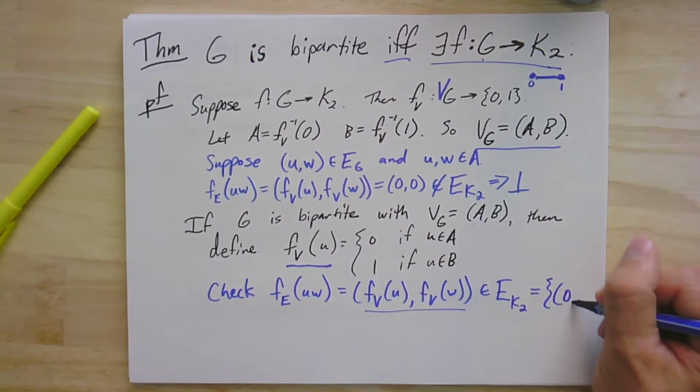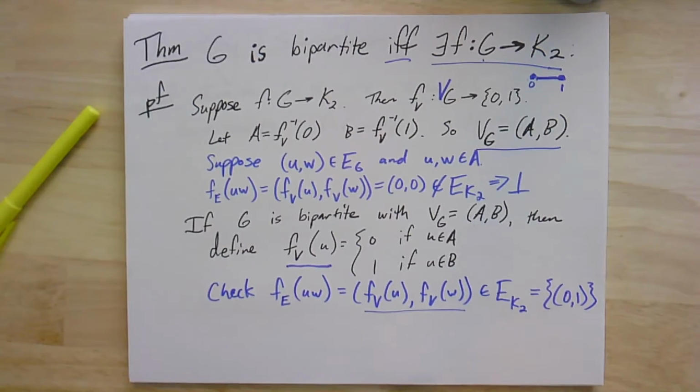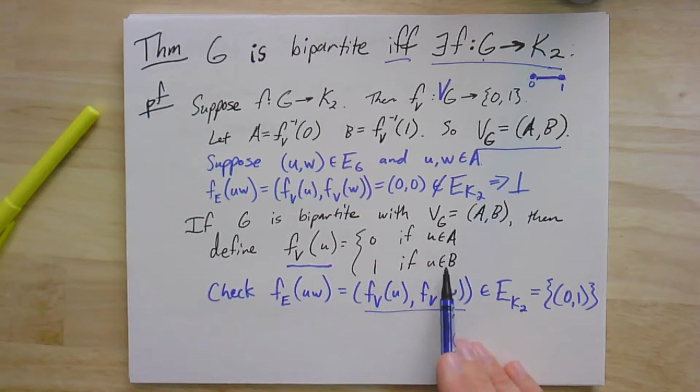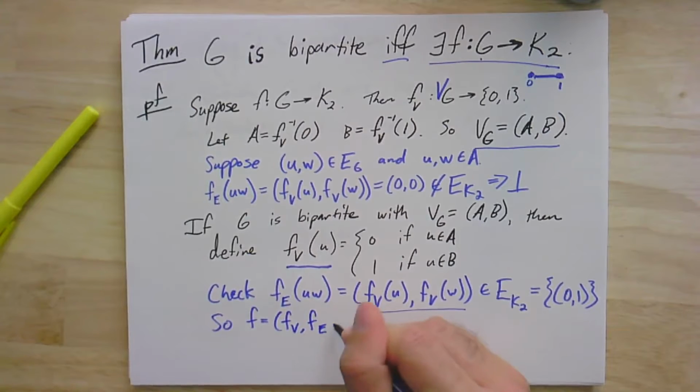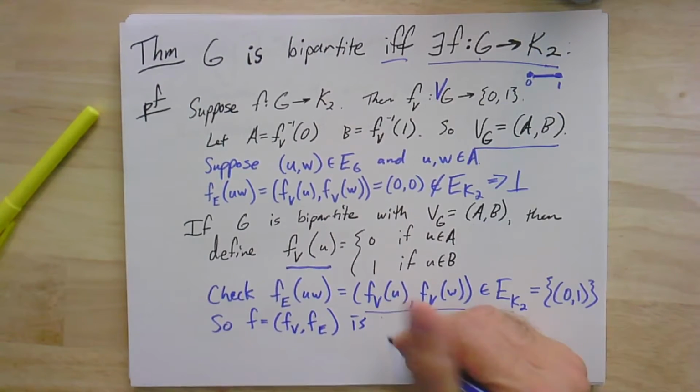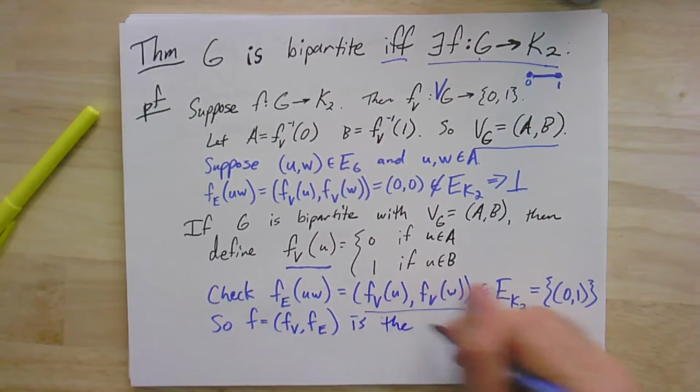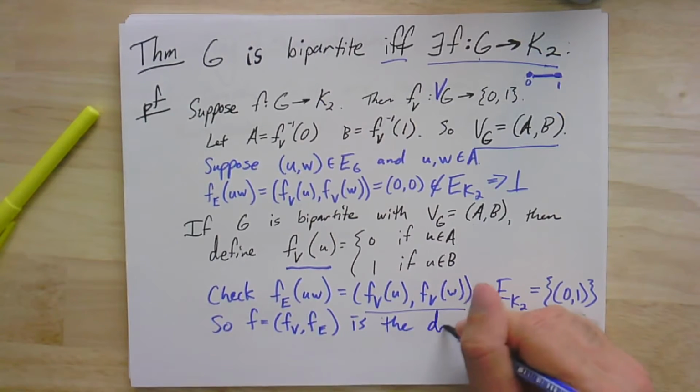Right, and it's easy to see that if this was not the case, then the graph would not be bipartite. Every edge has to have one end in A and one end in B, and so every edge will map to a 0 and 1, or 1 and 0, which are the same edge. So F equals (FV, FE) is the desired homomorphism.